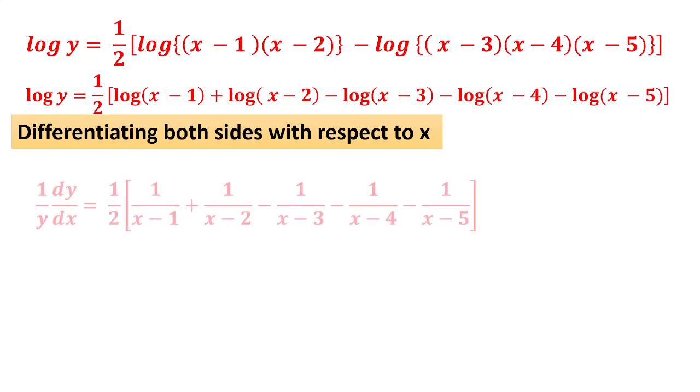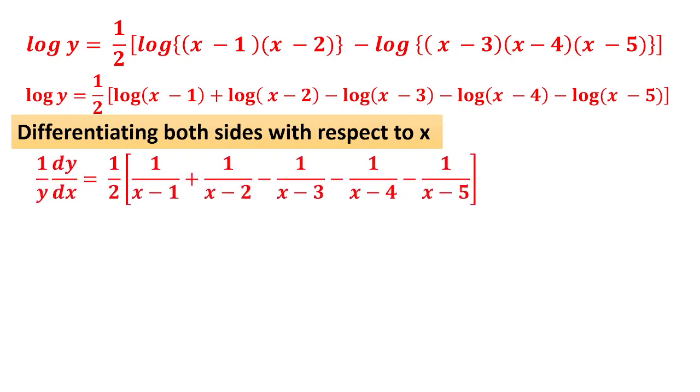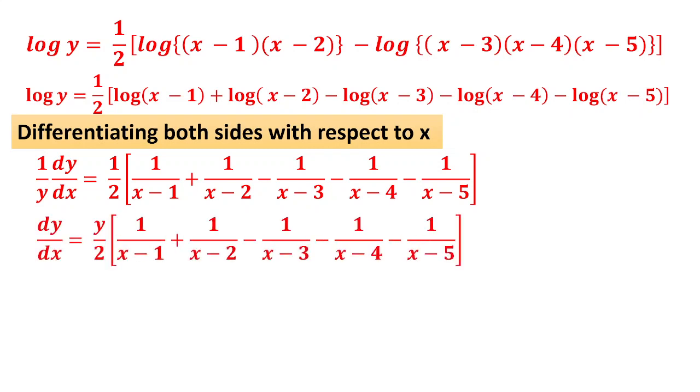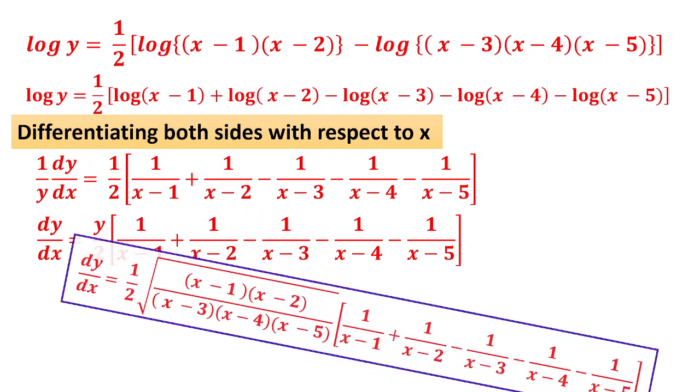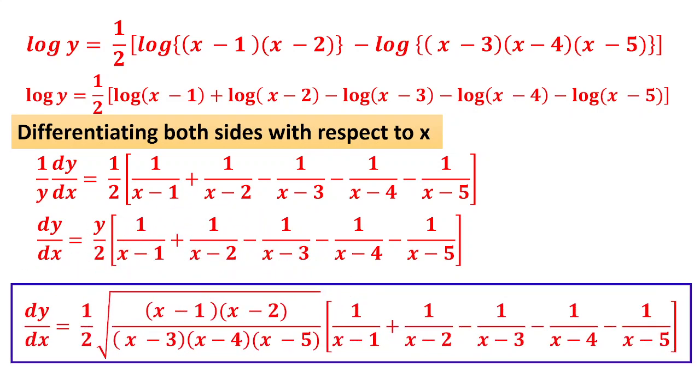Now very easy to differentiate. Log of x minus 1 is 1 upon x minus 1, differentiation of x minus 1 is 1, no need to write it. Similarly, log of x minus 2 is 1 upon x minus 2. Similarly, 1 upon x minus 3, 1 upon x minus 4, 1 upon x minus 5. And we have to multiply that by y. I am just multiplying. There is no need to take LCM and all. You can give the answer just like that.